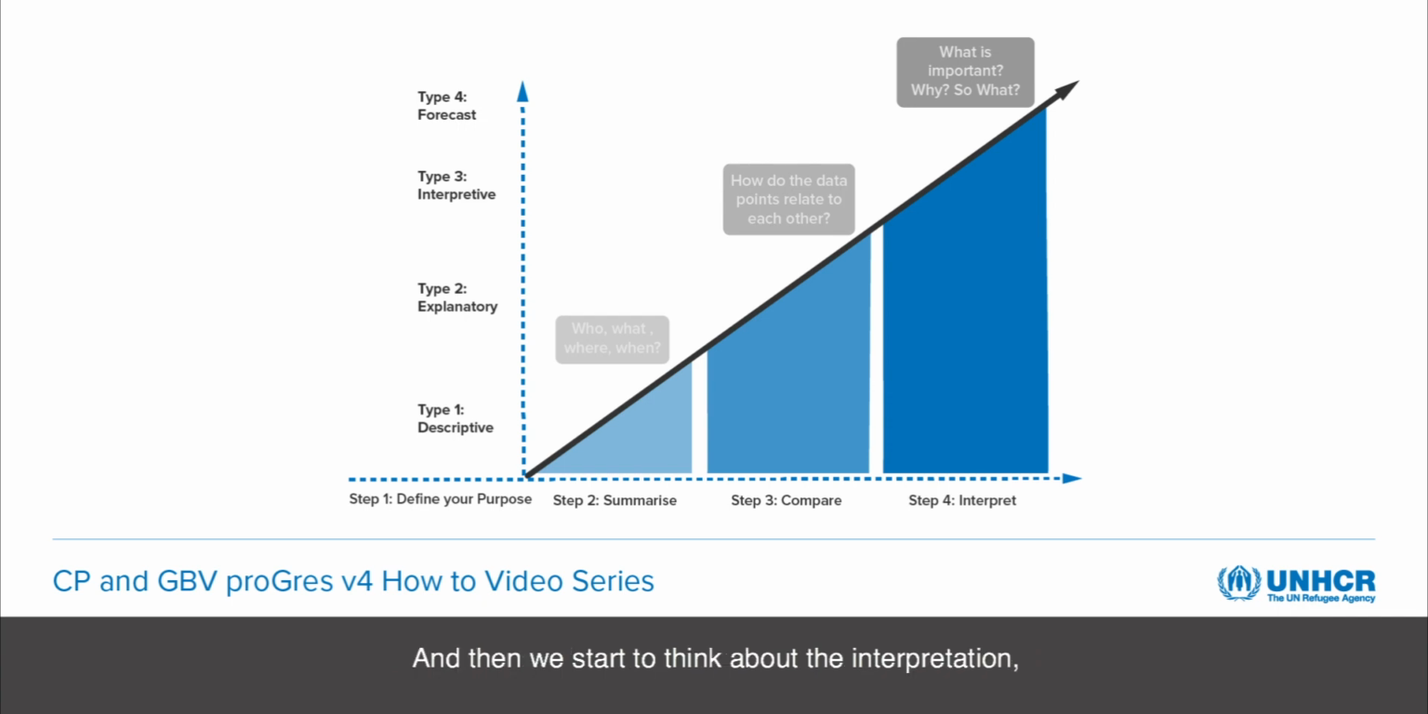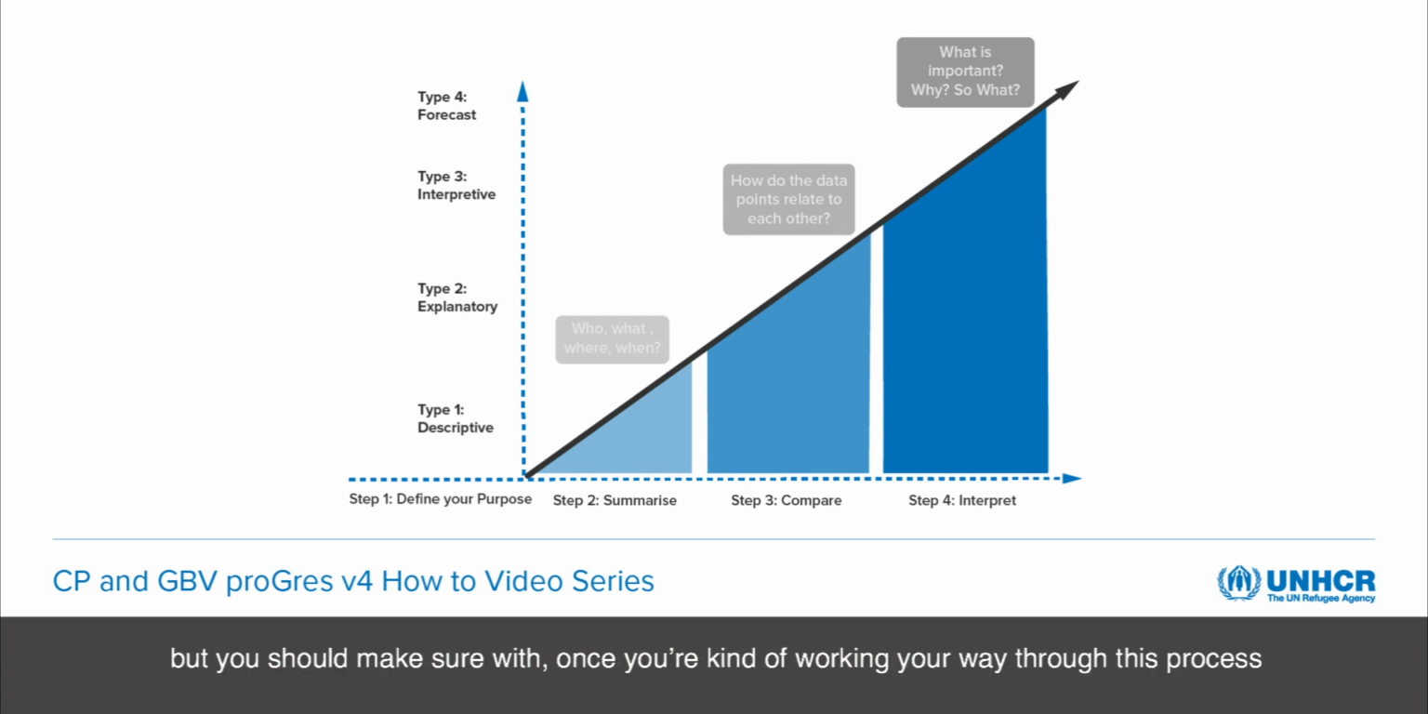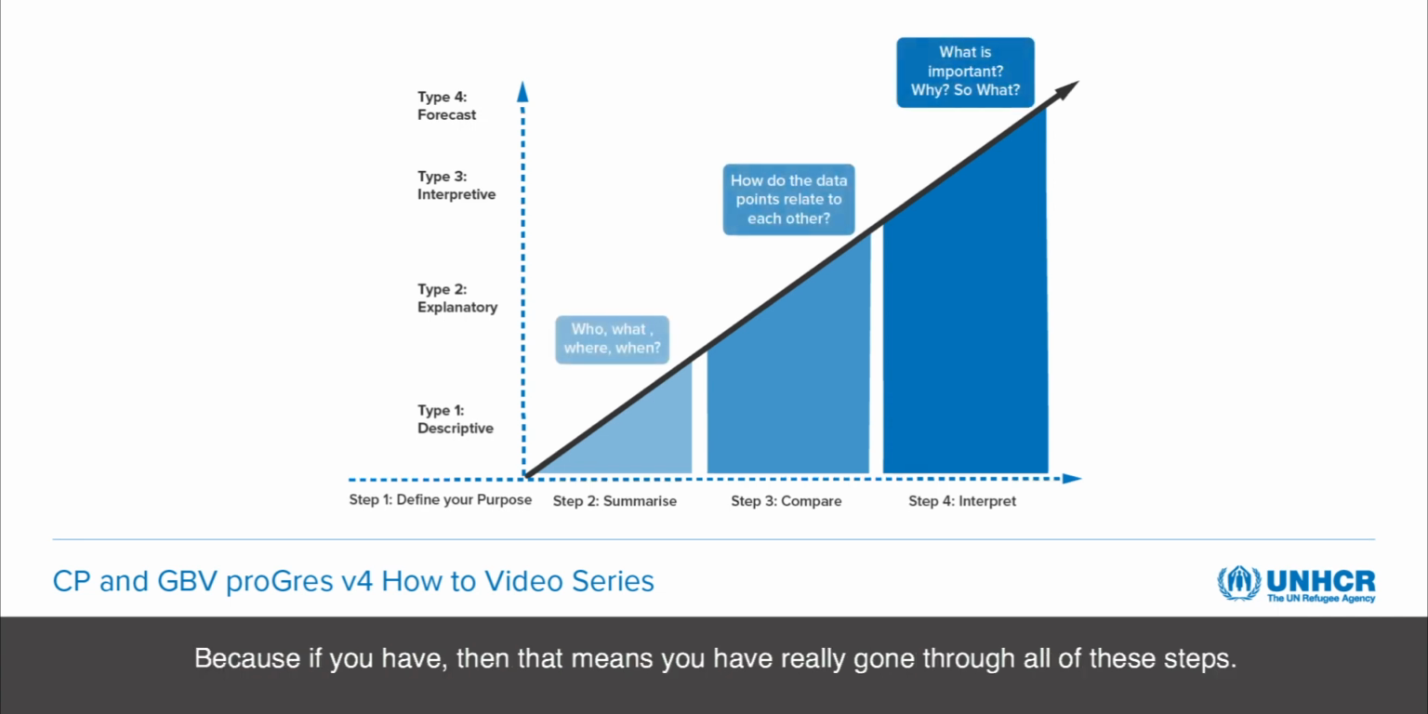And then we start to think about the interpretation. That's saying we can corroborate this data with this other information, which tells us that the reason people aren't coming is because they are afraid that they will have to report, and their information won't be kept confidential. So this all comes together. Sometimes it's more organic, but you should make sure that as you work your way through this process, you have really covered all of those different types of analysis. Because if you have, then that means you've really gone through all of these steps.